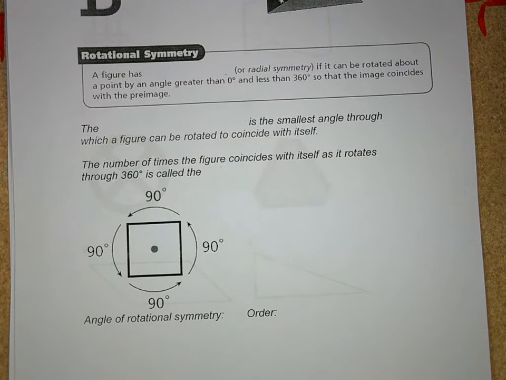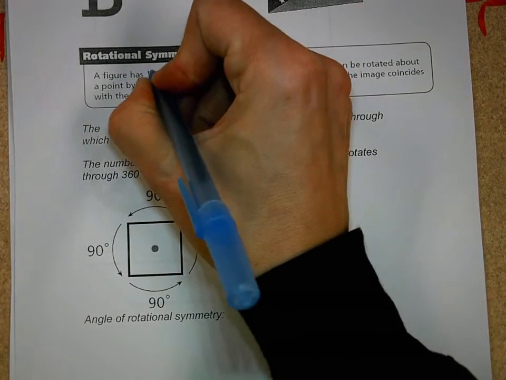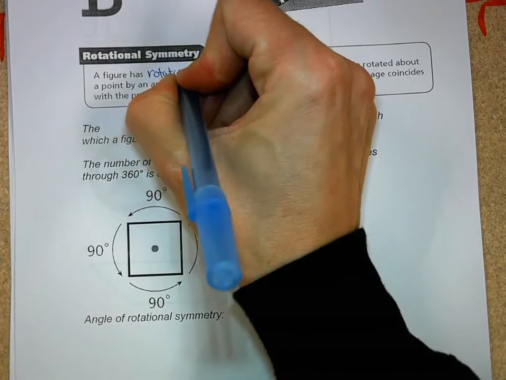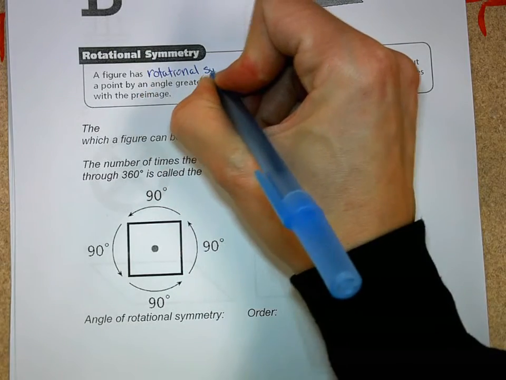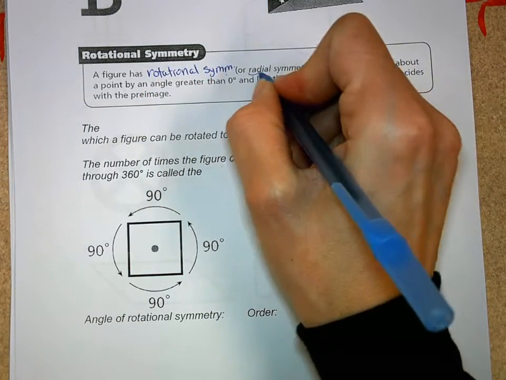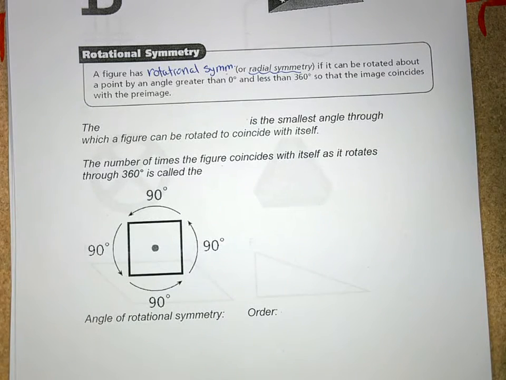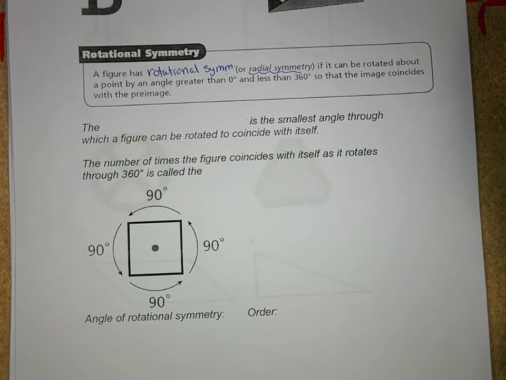All right, now the next type of symmetry we were introduced to was called rotational symmetry. A figure has rotational symmetry, or it's also called radial symmetry, if it can be rotated about a point by an angle greater than 0 degrees and less than 360, so the image coincides with the pre-image.